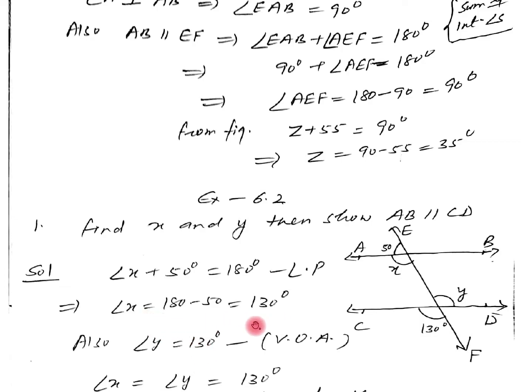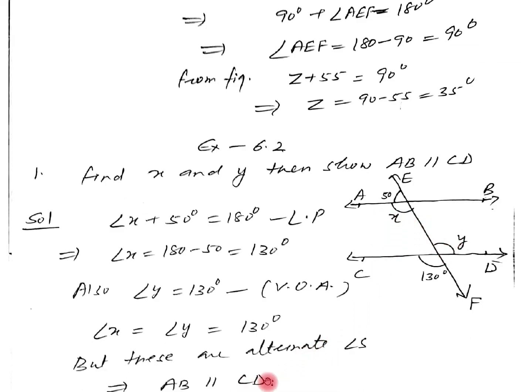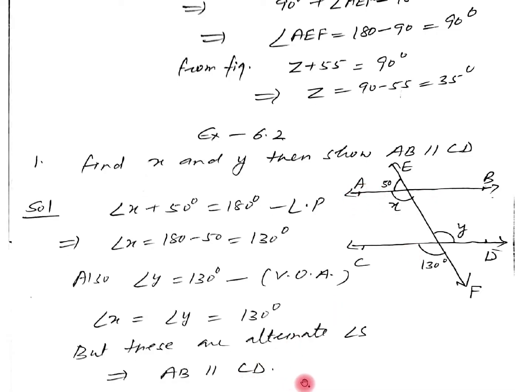Now the value of X equals 130 degrees and angle Y equals 130 degrees. But these are alternate angles. So if the alternate angles are equal, therefore the lines must be parallel.